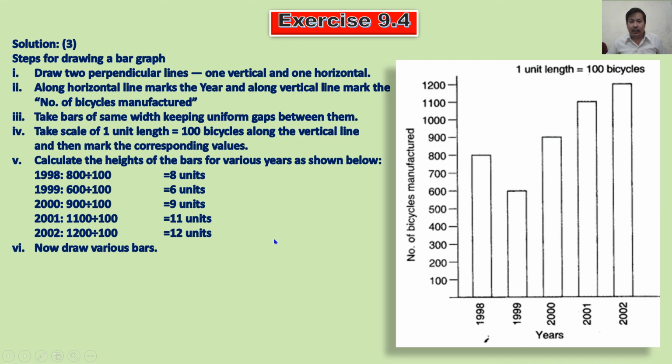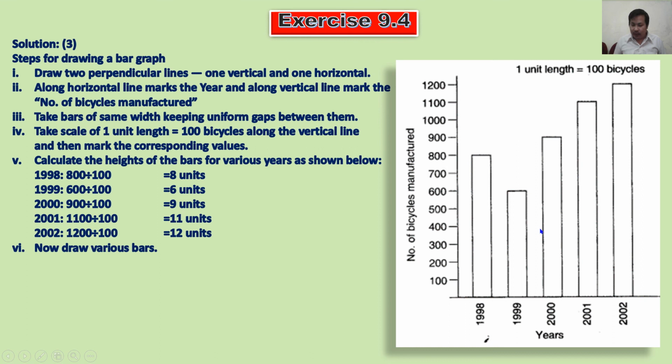Second bar, that is 1999. For 1999, how many units will be there? 6 units will be there as the height, isn't it? So 1, 2, 3, 4, 5, 6. From there, you draw the bar like this, and so on. So we have drawn the bars accordingly, and now we are going to answer the different questions again in question number 3.